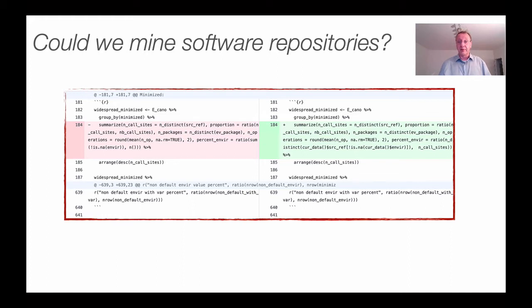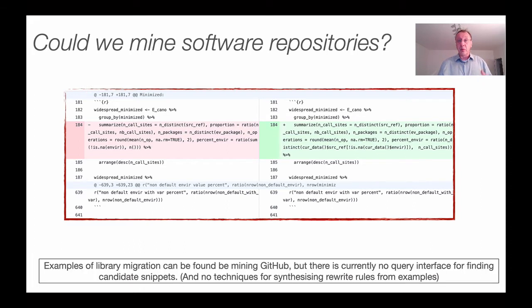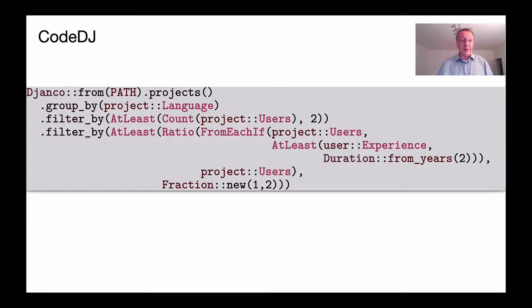So GitHub is a wonderful resource, but it's a bit like this proverbial needle in the haystack. It is way too big, and each project has long histories and forks and branches, and finding what we're looking for may be tricky. So what we decided to do is build an infrastructure for querying GitHub. And here's, for instance, an example. So the infrastructure is called CodeDJ.